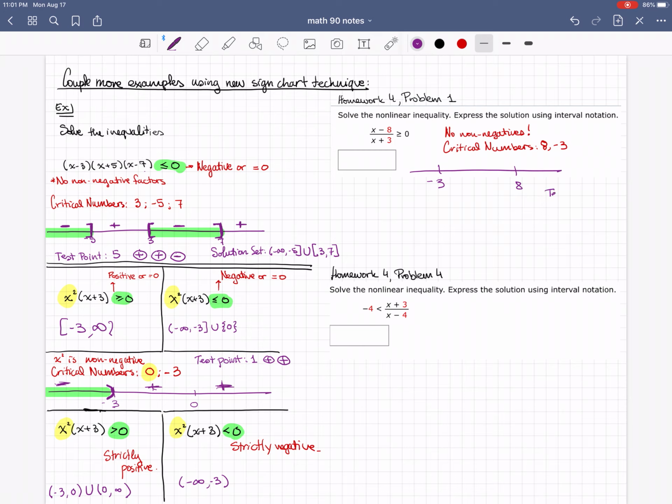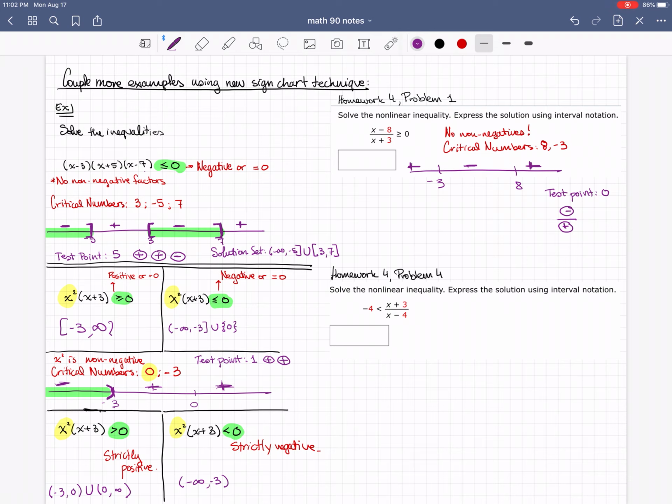Use any test point you want. Let me go back to my familiar roots. I love using 0 as a test point when possible. If you plug 0 in for x, the numerator is negative. If you plug 0 in for x, the denominator is positive. Negative divided by positive is negative. Where does 0 live? Say it with me. 0 lives between -3 and 8 in this middle region. So we put a minus sign between -3 and 8. Since there are no non-negative factors, the sign switches around both critical numbers.